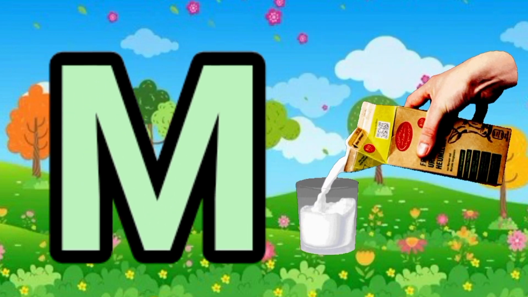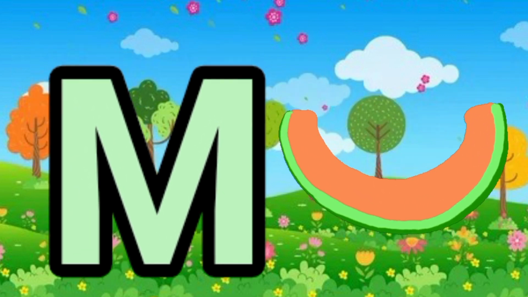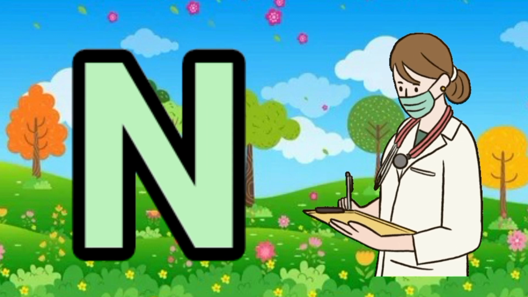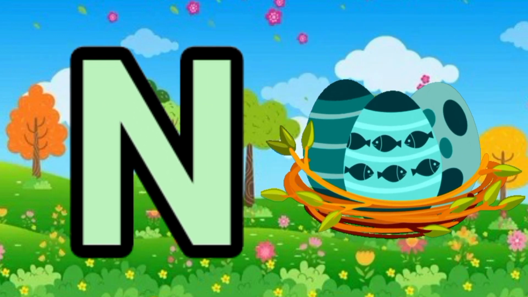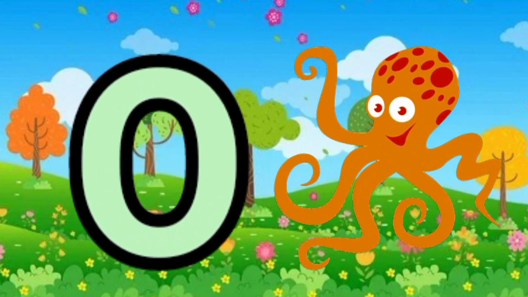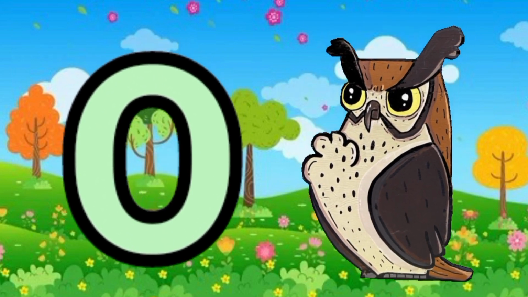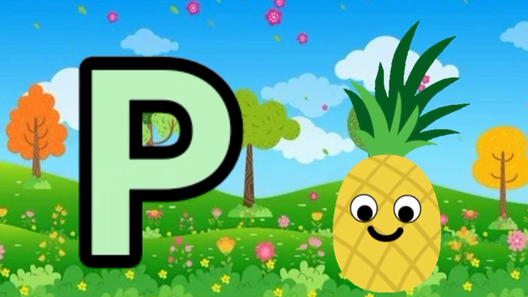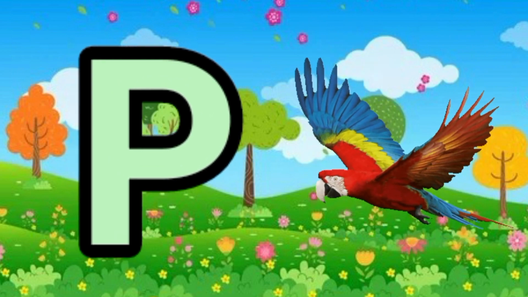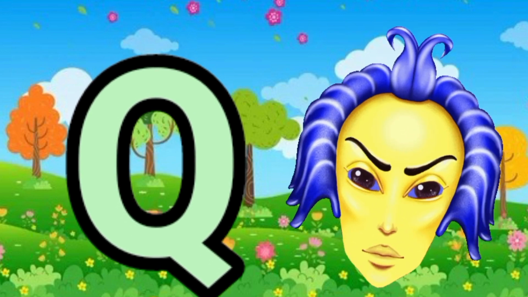M for milk. M for melon. N for nurse. N for nest. O for octopus. O for owl. P for pineapple. P for parrot. Q for queen.